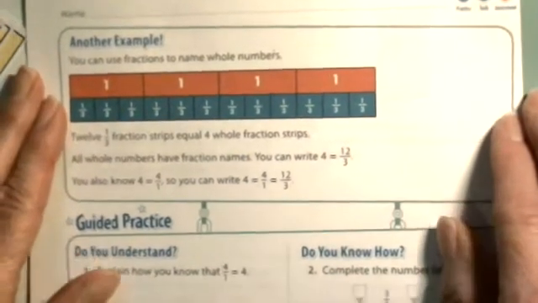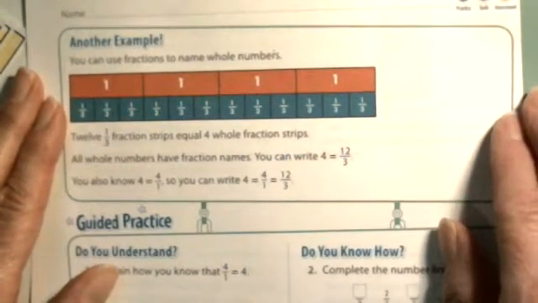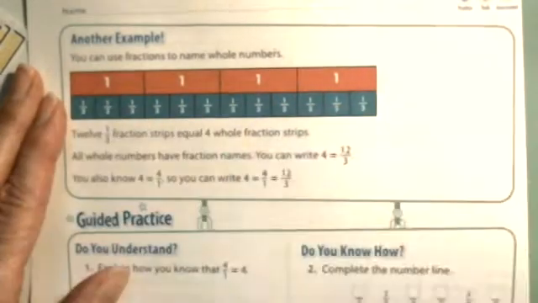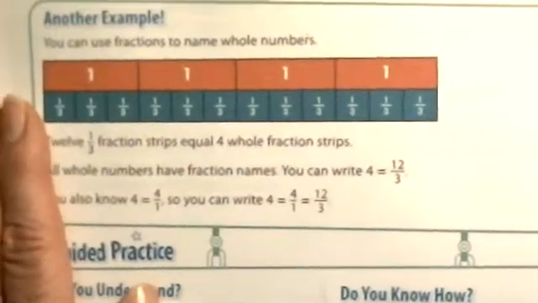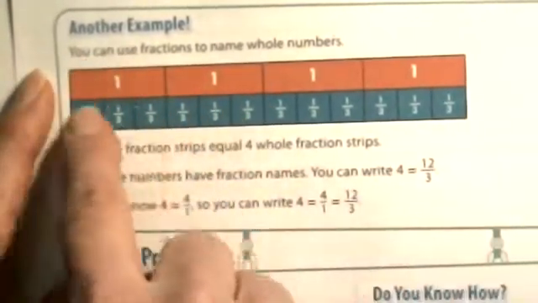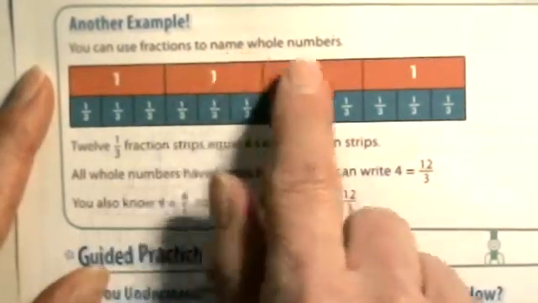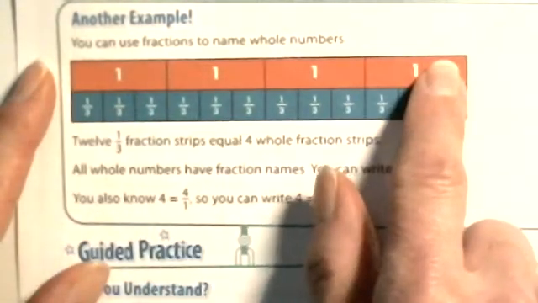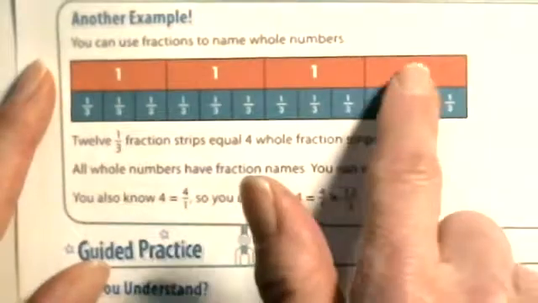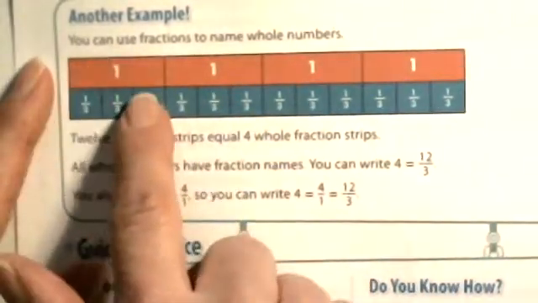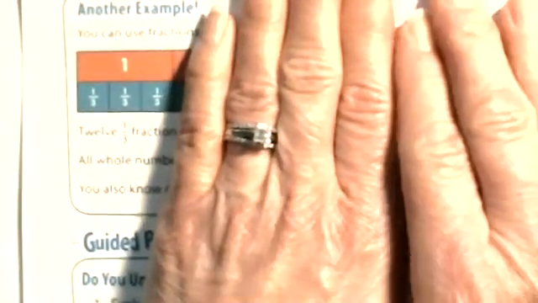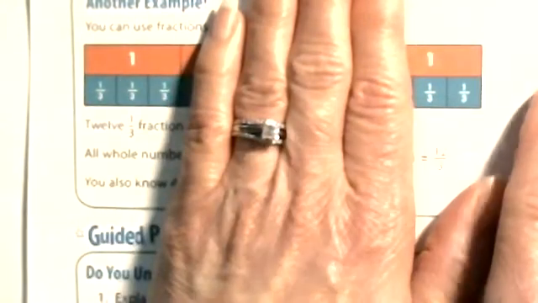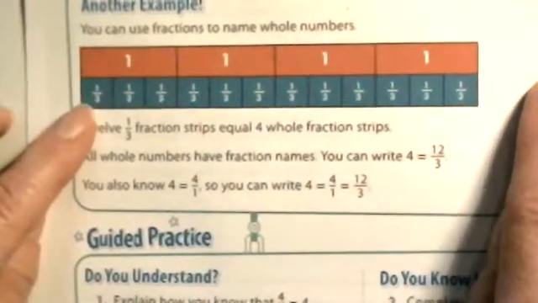All right, so it says here you can use fractions to name whole numbers. So this is a whole, one whole. Let me zoom in. This is one whole. This is another whole, this is another whole, this is another whole. So this is actually 4 wholes. And they're showing you that one whole, if we were doing thirds, would be 1/3, 2/3, 3/3. Okay, 3/3 is one whole.